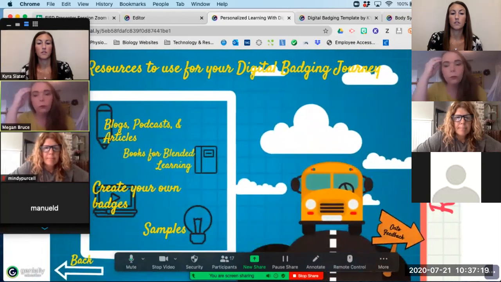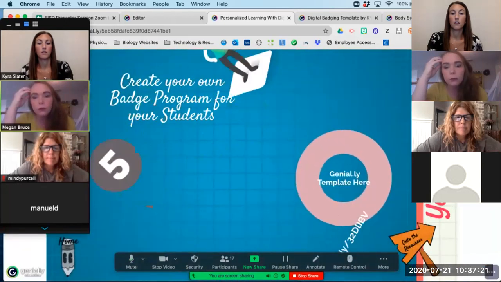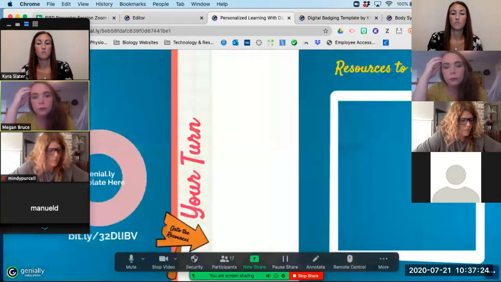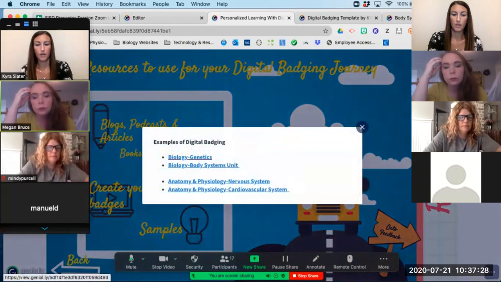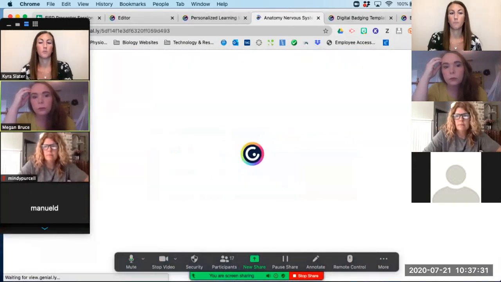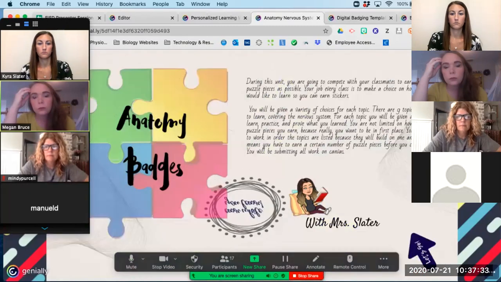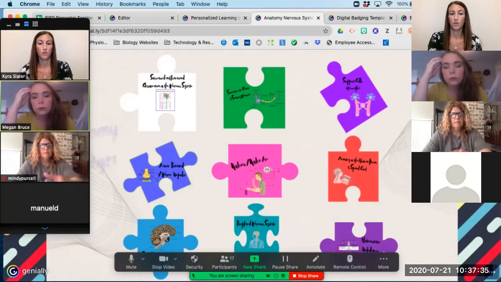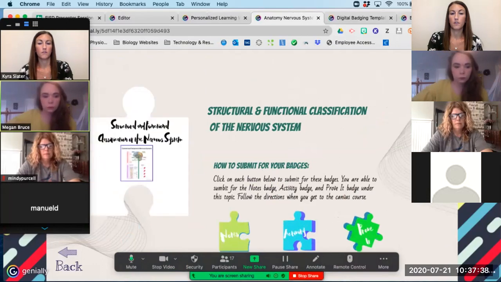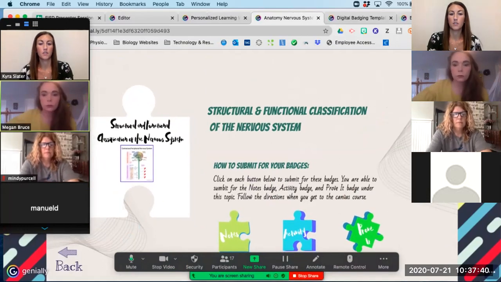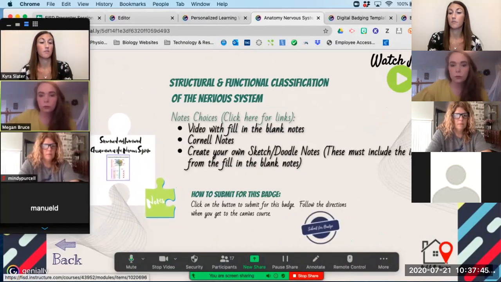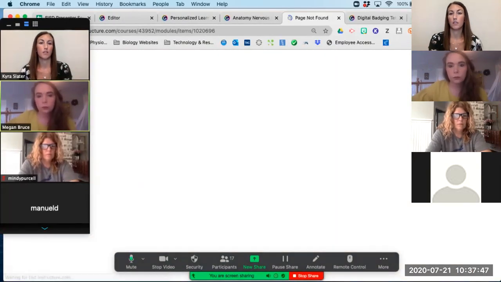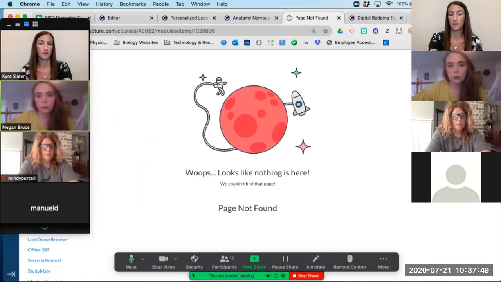If you had it inside of this, you should be able to open it up still. I'll go to my templates. One of my anatomy ones. That one probably should work. So structure of the nervous system. So this was their first one. They did notes first. When they were ready to submit, I had a button down here that said submit for badges, and it took them directly to the Canvas page, which is not going to be found anymore because my student Canvas isn't set up currently.